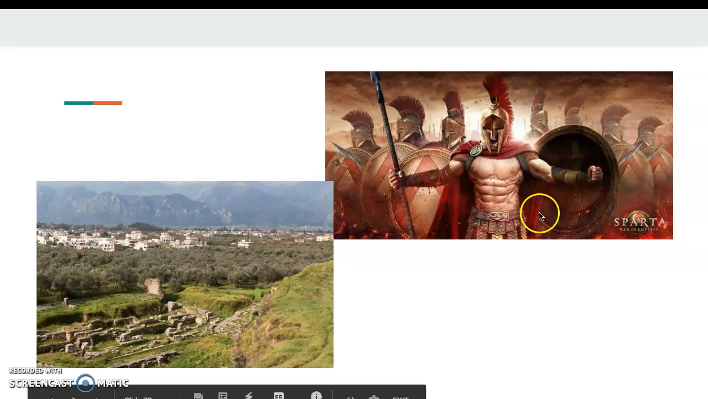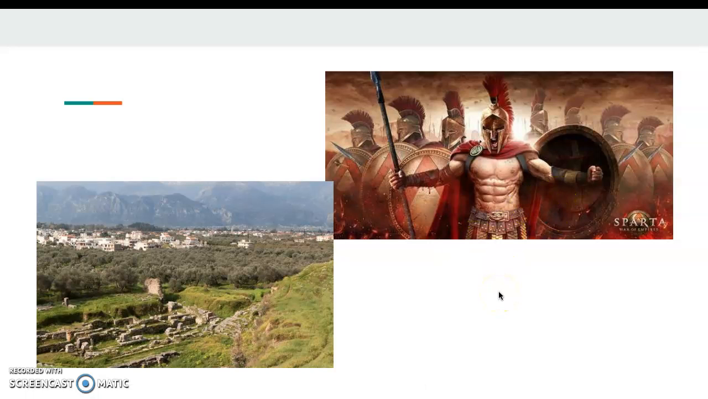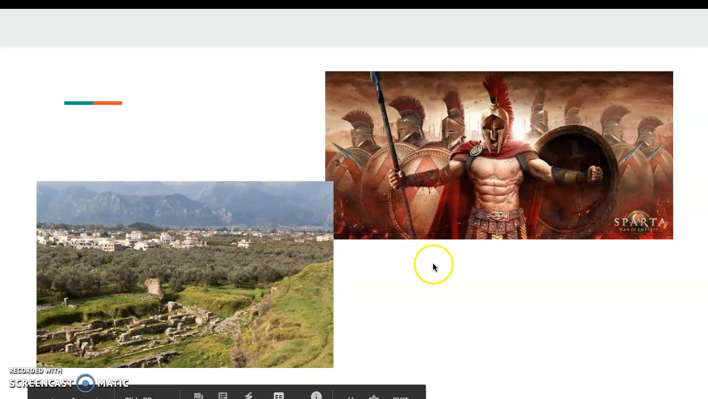So this is where we get the ideas of the Spartan soldiers being so good from the 300 movies and things like that throughout history. And this is what modern day Sparta looks like. You see the ruins on the front and the modern city in the back.